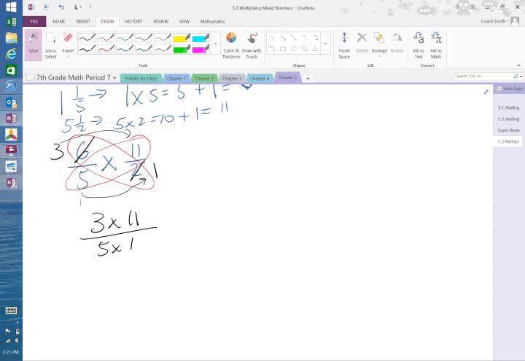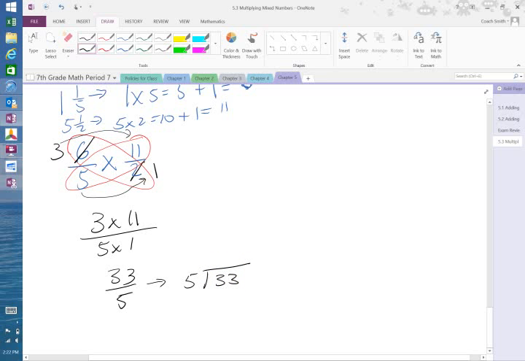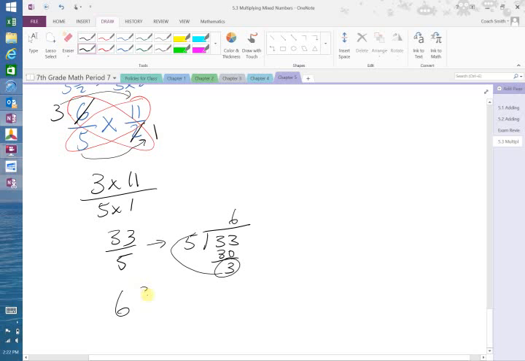3 times 11 is 33. 5 times 1 is 5. So now I have an improper fraction that I must change to a mixed number. 5 goes into 33 6 times, that's 30. Remainder 3. Put the 3 over the 5. That gives me 6 and 3 over 5. Okay?